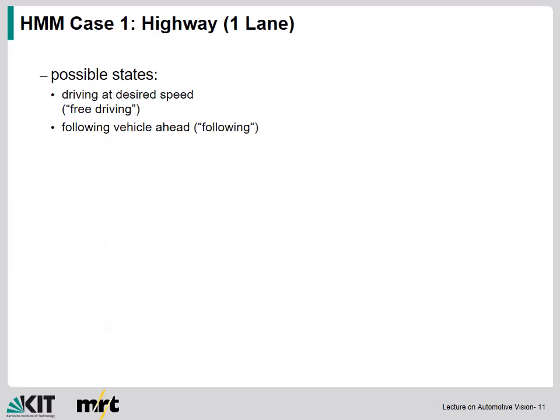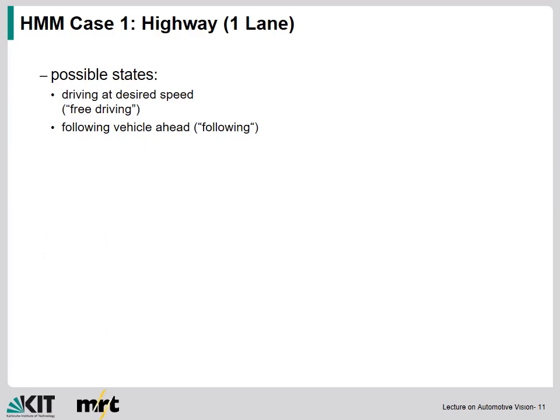To go on, let us discuss the case of a very simple driving scenario. We assume that we are driving on a highway with a single lane. So there is no lane change possible, but we can just follow the ego lane. Still, we might be able to distinguish 2 different states. One is that we are driving with our desired speed. That would be something that we call free driving.